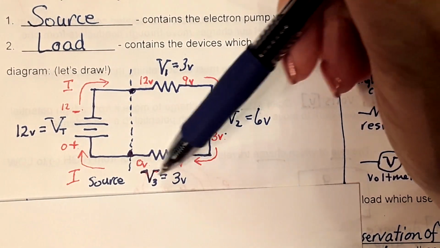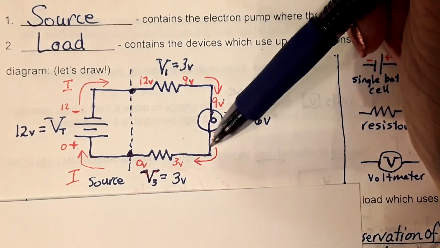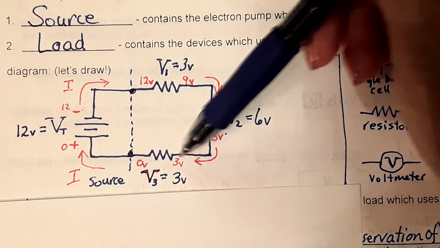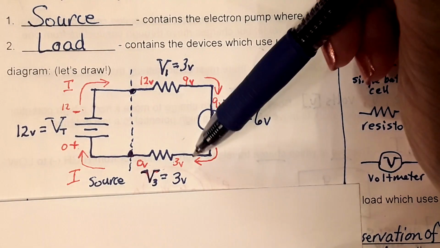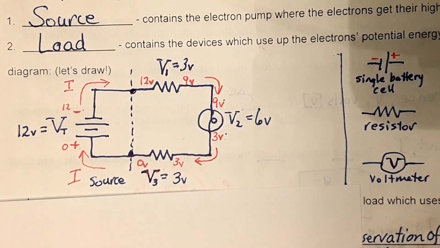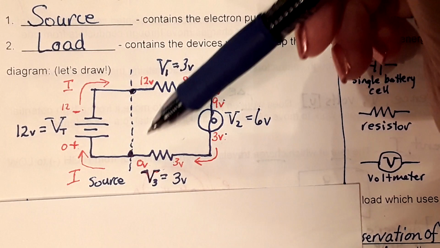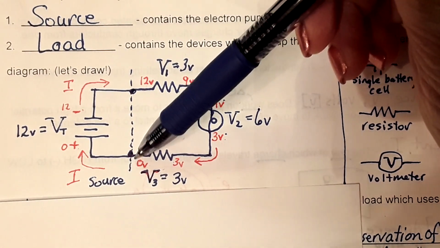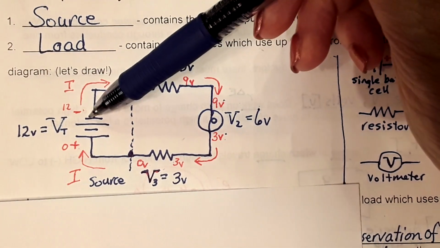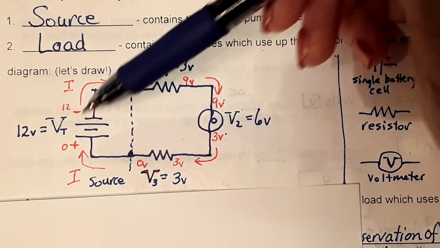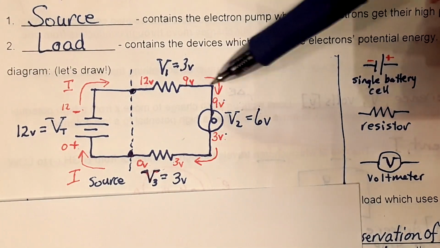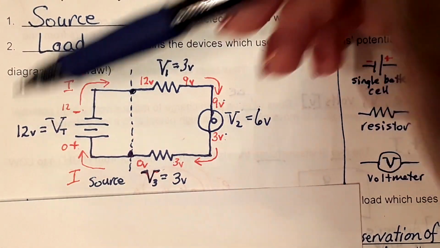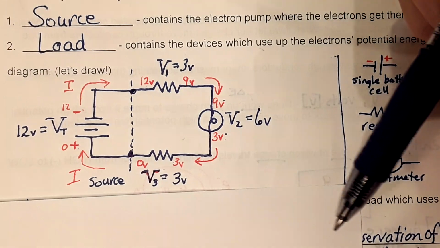This resistor is a 3-volt resistor. That means it's going to use up 3 volts. Well, guess what? The electrons only have 3 volts left. So they go in with 3 volts, they come out with no volts. Oh dear. So no more volts left to do any work to convert energy. So we have to go get pumped up again. Okay? Notice 3 plus 6 plus 3 is 12. We'll talk about that more in a little bit.